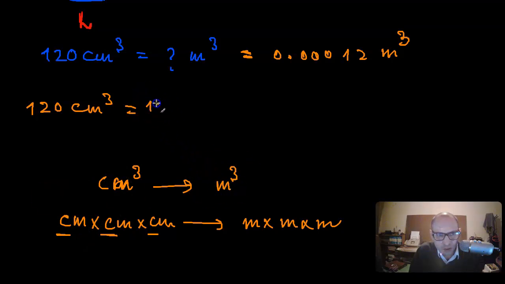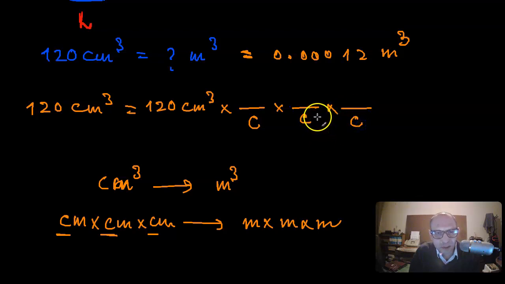So I write this as 120 cubic centimeter. And because I want to eliminate the centimeter 3 times, I divide by centi 3 times, not centimeter, excuse me, by centi. And again, I divide by centi, again, I divide by centi, right? And you know that centi is the same thing as 10 raised to the power negative 2, which is 1 over 100, right?